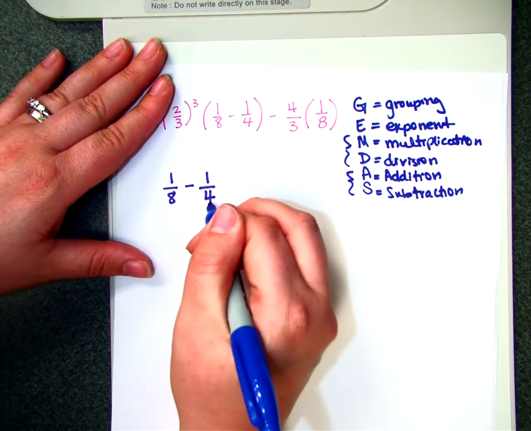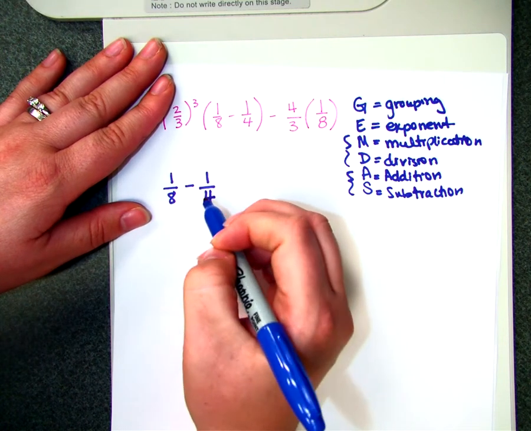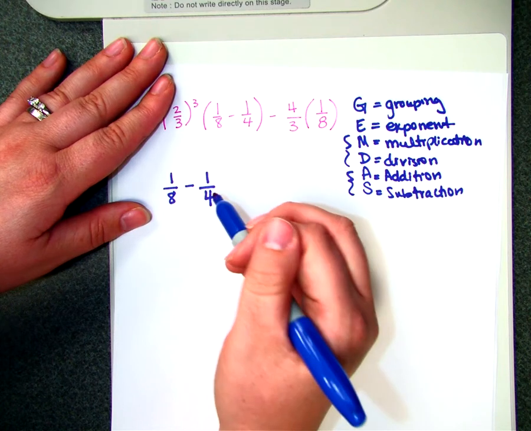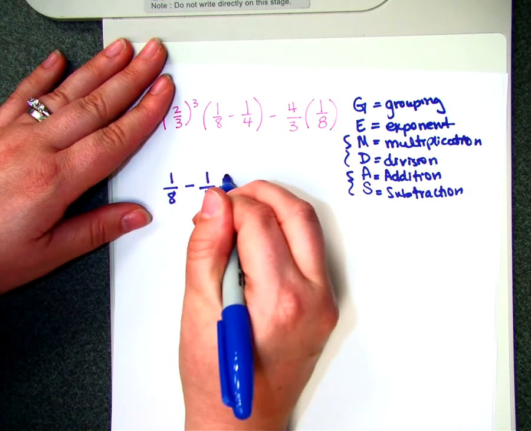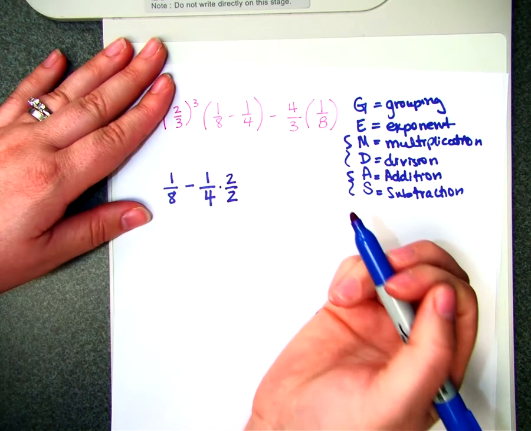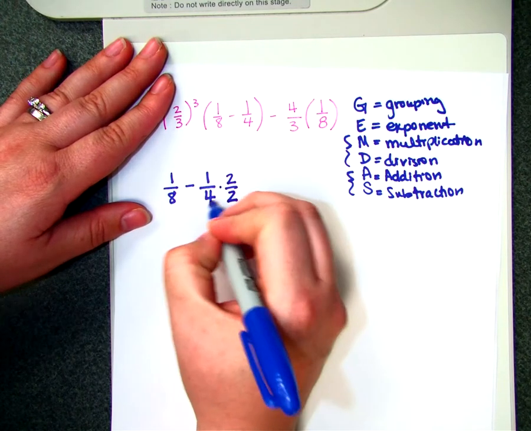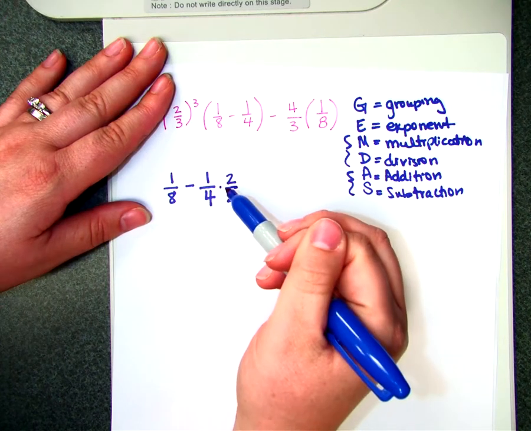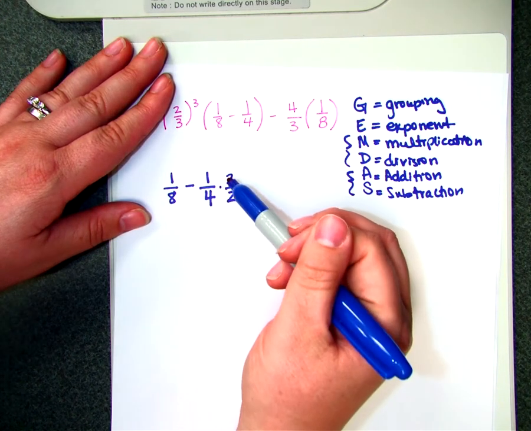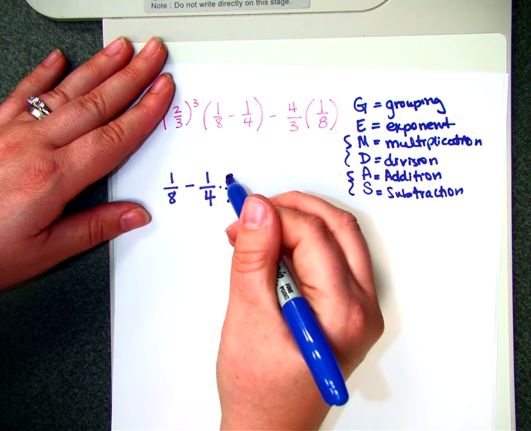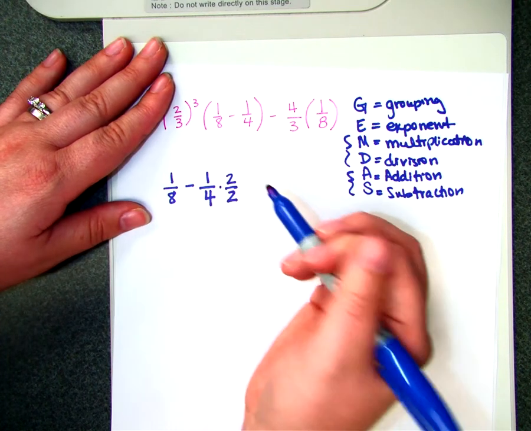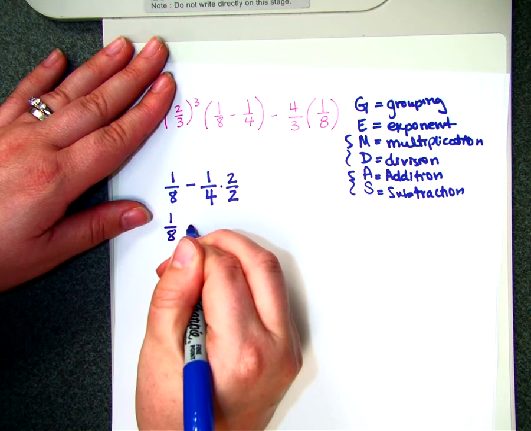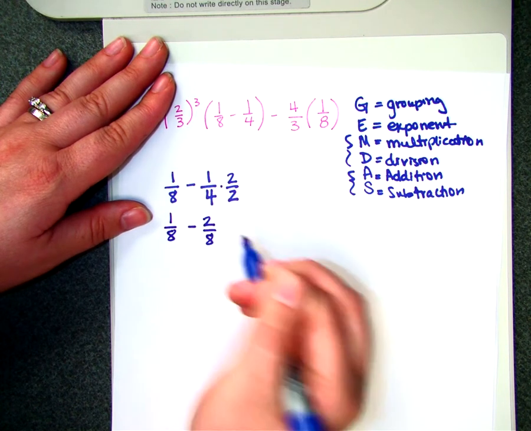So to find a common denominator, we look for a number that both 4 and 8 will divide. And the smallest number that both 4 and 8 will divide is 8. So we multiply the top and the bottom of our fraction over here by 2. What that'll do is give us a common denominator of 8 for both fractions. And we've changed the fraction without really changing it, because when we multiply by 2 over 2, or 2 divided by 2, this is just a 1. So this becomes 1/8 minus 2/8.